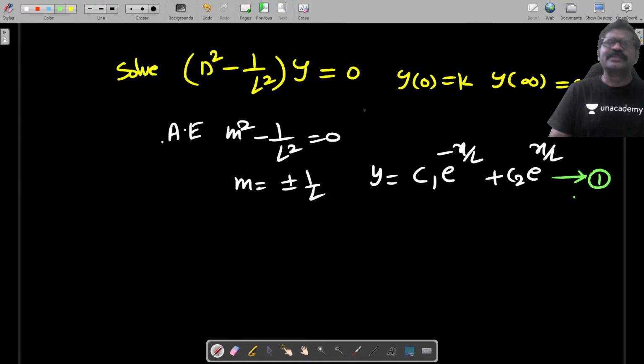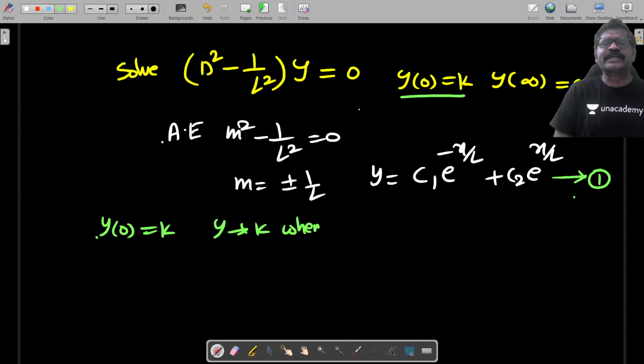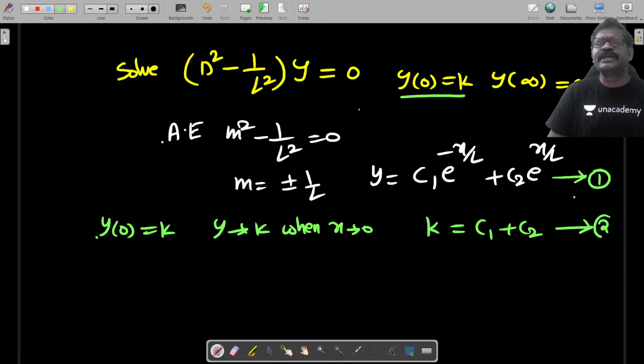Now the first boundary condition is y of 0 equal to k. Y of 0 equal to k means y tends to k when x tends to 0. So k is equal to c1 plus c2. Call it equation 2.